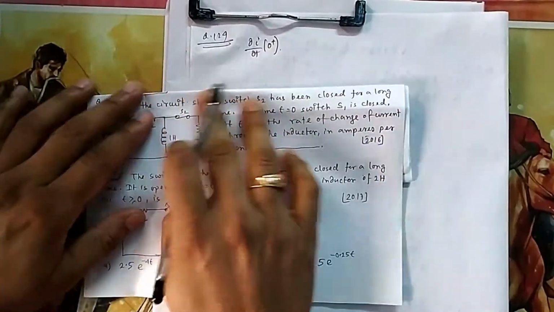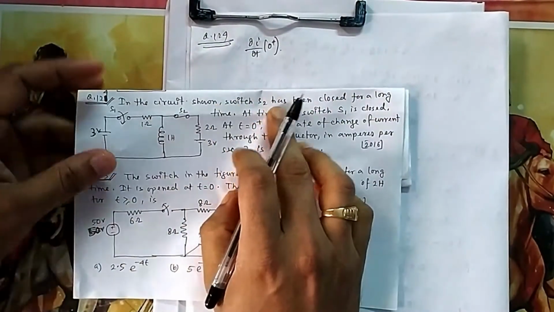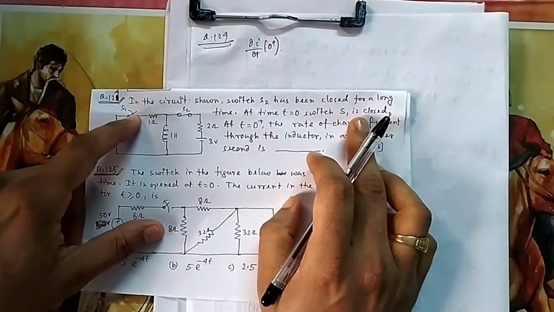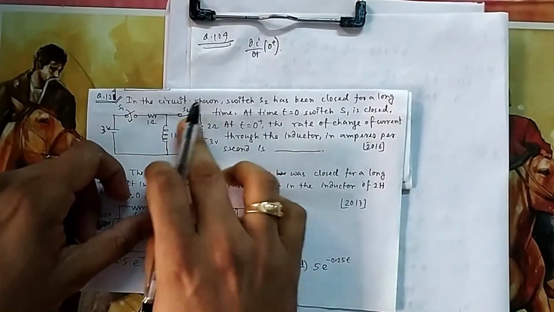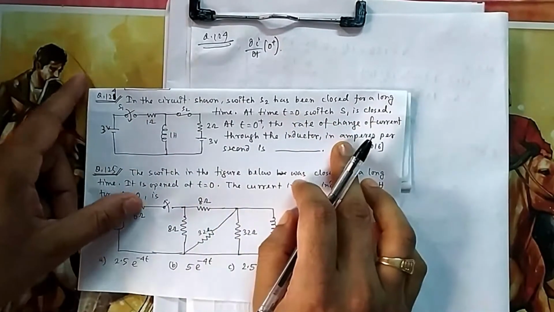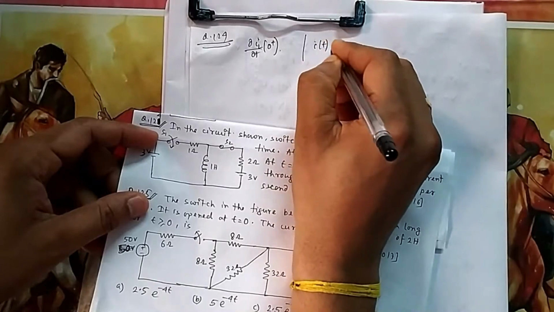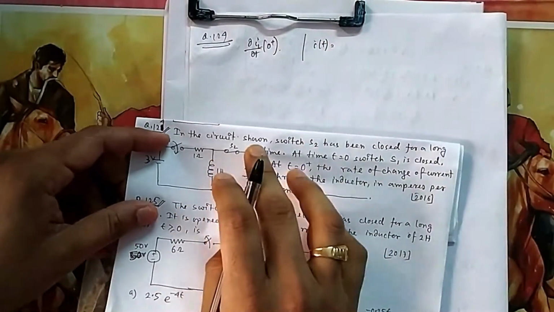So what are they asking? The circuit S has been closed for a long time. At t equal to 0, switch S1 is closed. So earlier switch S2 was closed, so current was flowing like that. The rate of change of current through the inductor, that is what has been asked. So let us write the expression of it.